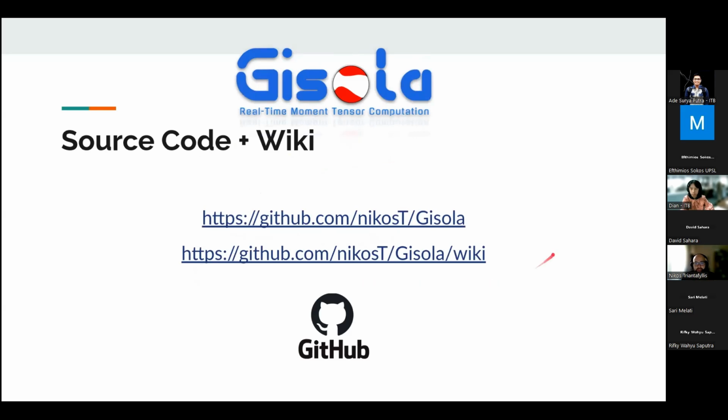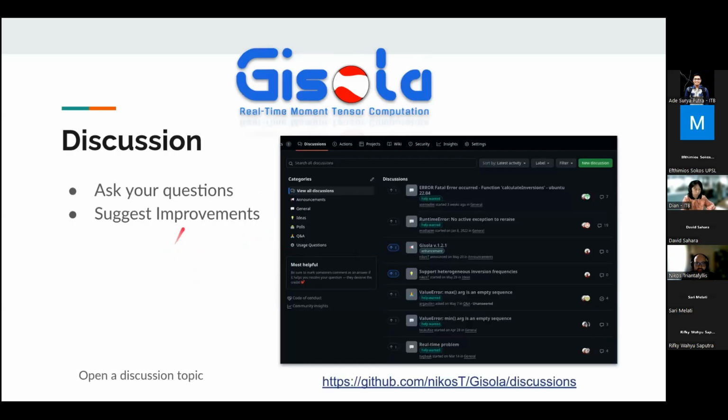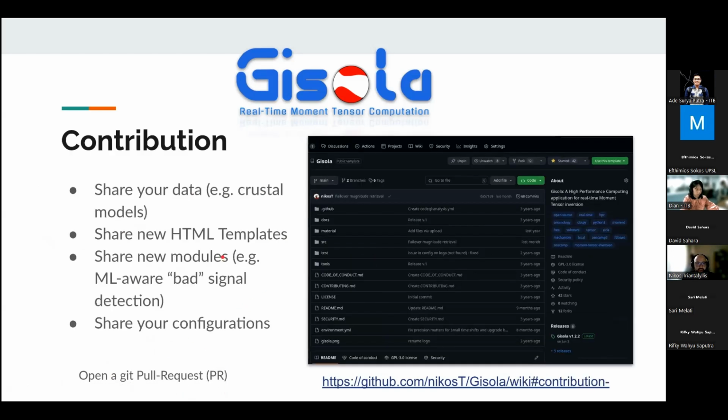This is the wiki page, which has extensive documentation. There is a discussion page where you can ask your questions and suggest improvements, etc. So you can open a discussion topic there if you have any problem. Also, we would love to have you contribute to Gisola. You can contribute in various ways.